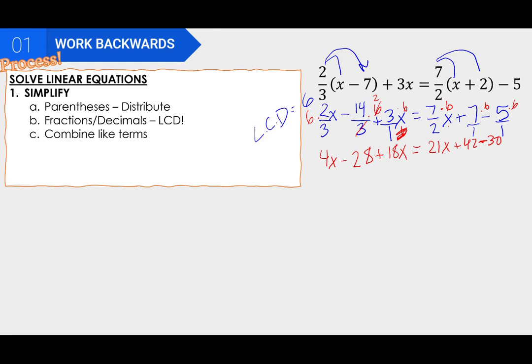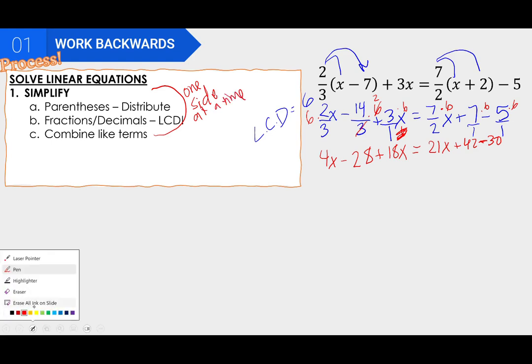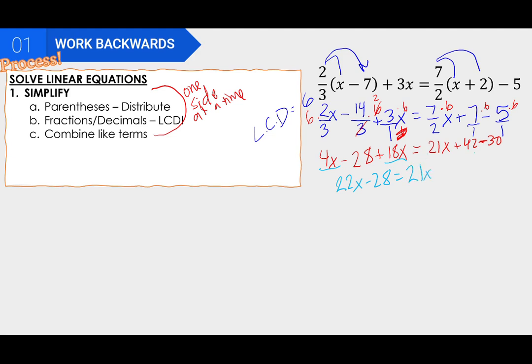Alright, last thing to simplify is to combine like terms. Again, this whole first step is one side at a time. So we're not going to start moving anything until the next step. One side at a time. Let me go ahead and go back to blue. Okay, combine like terms. Ooh, light blue this time. 22x minus 28. And over here, 21x. There's no other variables on this side. 42 minus 30 is 12. Alright, we have finished simplifying.